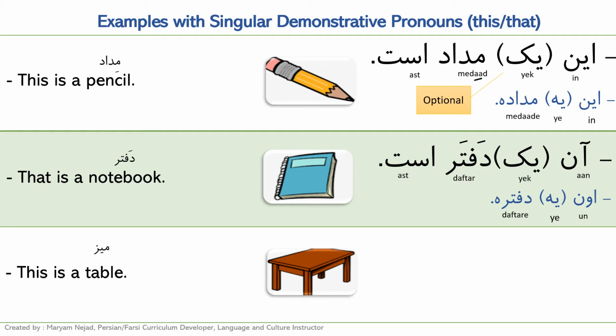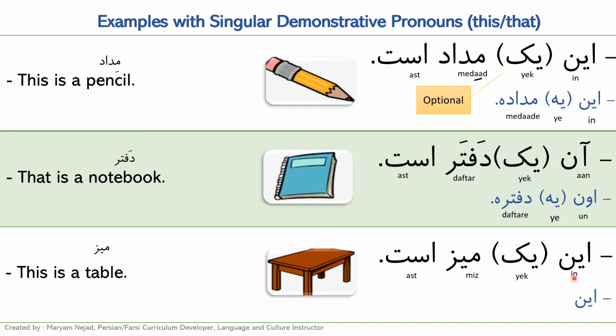Next one, this is a table. Table is میز. این یک میز است. The informal is این یه میزه.